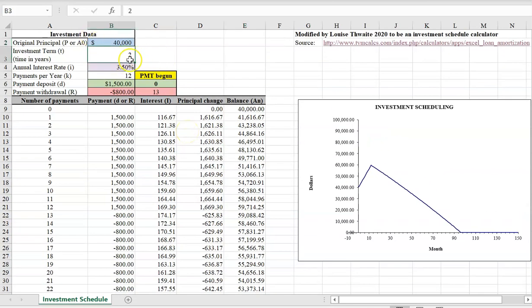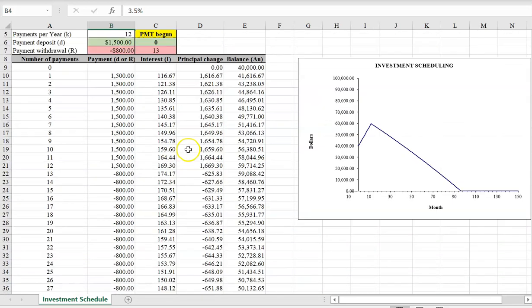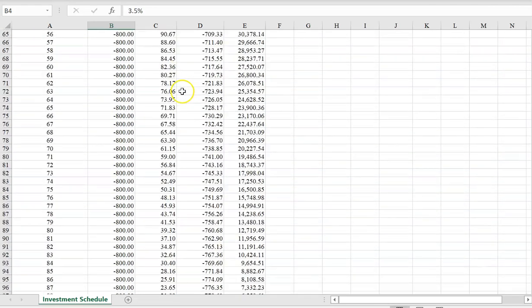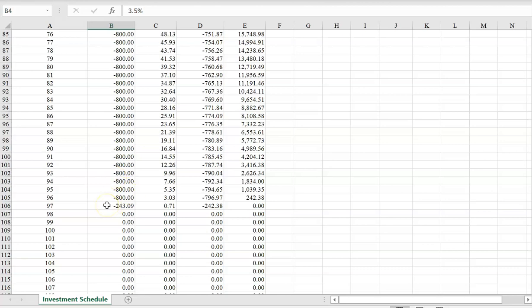And we can play around and look for that by changing the values in here. So if I change this to 5 years, you'll see that it extends and there's still money after 5 years. If I change it to 10 years, let's have a look to see where it runs out of money. So around about the 97th payment, the 96th payment, I can still take $800 out, but then for the 97th withdrawal, I can only take out $243.09 before the account runs out of money.